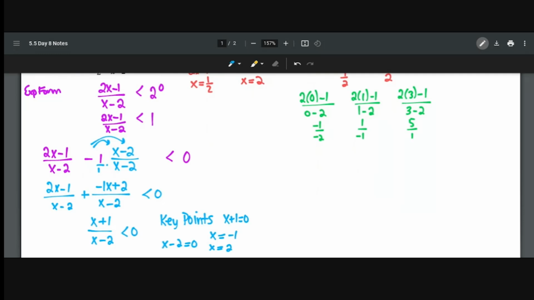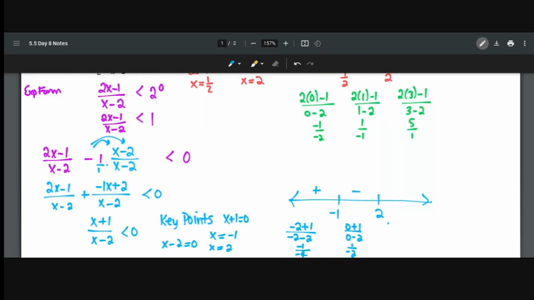All right, so now I'm going to make a number line for the actual problem and test numbers within those 3 zones. So I've got anything less than negative 1. I'm going to test out maybe negative 2. I wouldn't go too far below negative 1, but negative 2 plus 1 and negative 2 minus 2. That gives me negative 1 over negative 4, which is positive. All right, then I'm going to do 0 will work between negative 1 and 2. So I'm going to do 0 plus 1 over 0 minus 2. That gives me 1 over negative 2. That's negative.